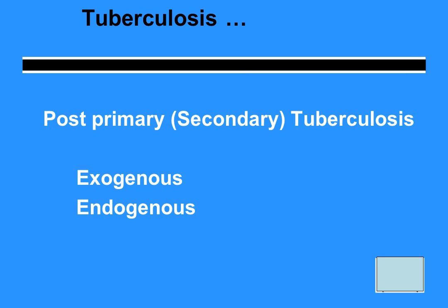Secondary tuberculosis, as I said before, is the infection in which the person has been infected before by tuberculosis or is immunized against tuberculosis. So this second route of entry could be exogenous, that is from outside the body, or could be reactivation of the previous Ghon's complex or primary tuberculosis complex.